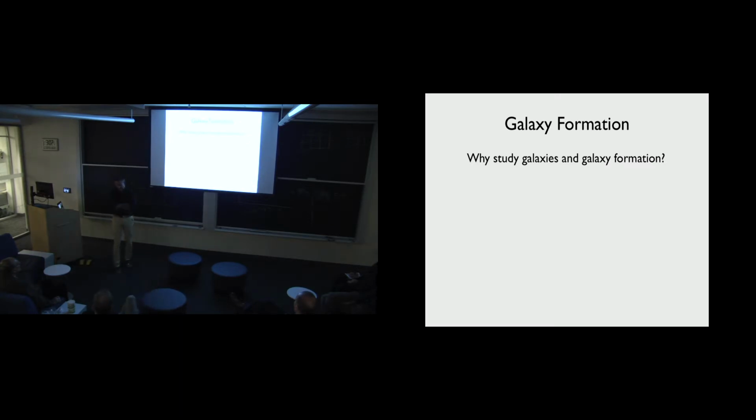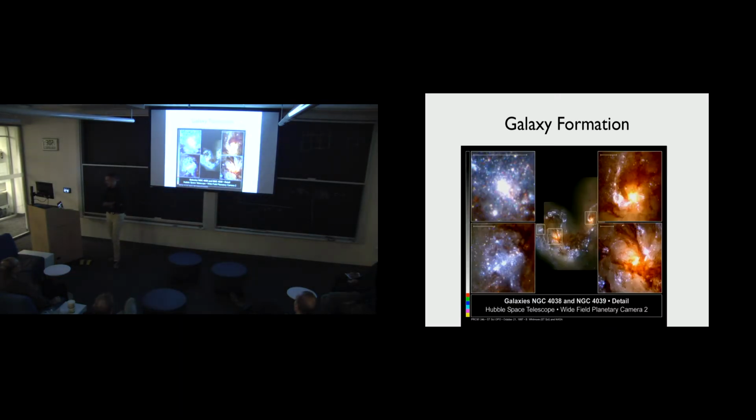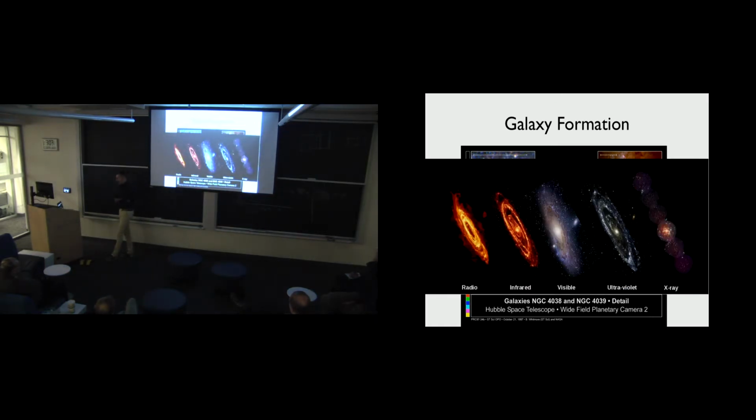Why galaxy formation? Well, galaxies are amazingly interesting objects. They are the cradle for star formation. This is the Antennae galaxies, and that's where most of the stars are forming as the 2 colliding galaxies. Galaxies are also very interesting because they shine practically through the whole electromagnetic spectrum. It's the same galaxies seen from the radio down to the X-ray.